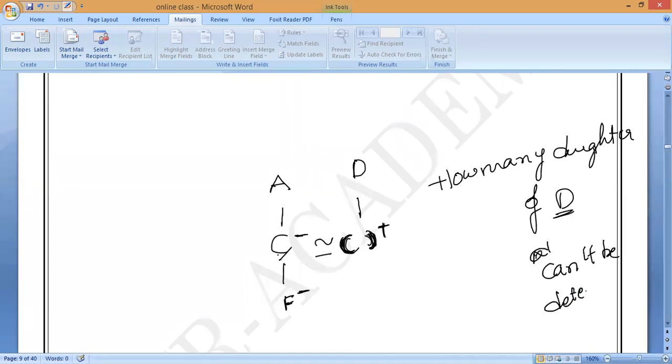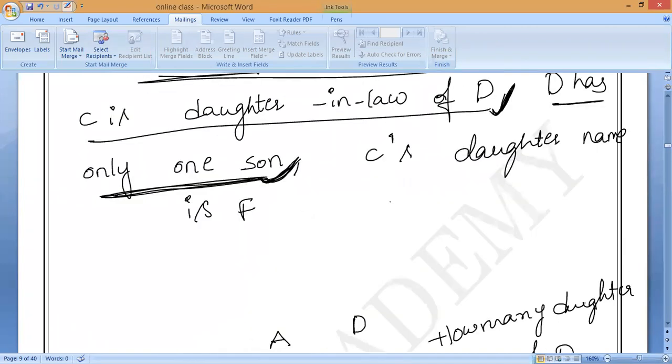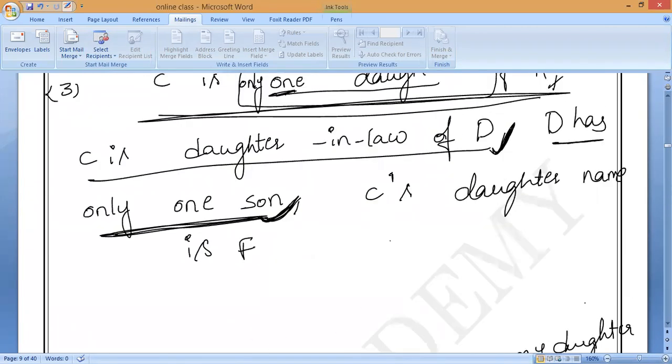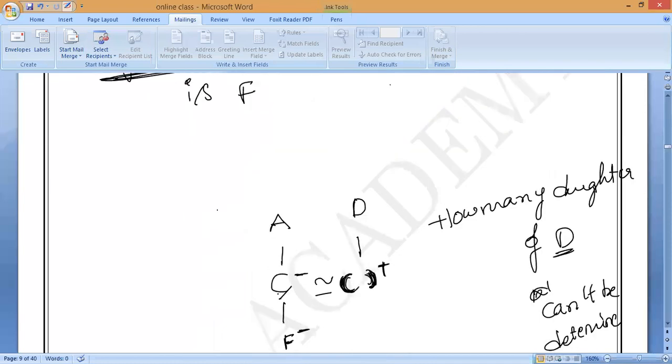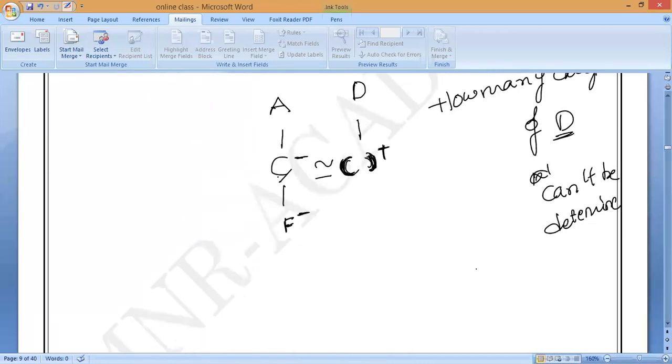Do you understand this one? Next question is, D has how many sons? How many sons of D? One. D has exactly one son. Okay? D has how many sons? Only one son. Next.